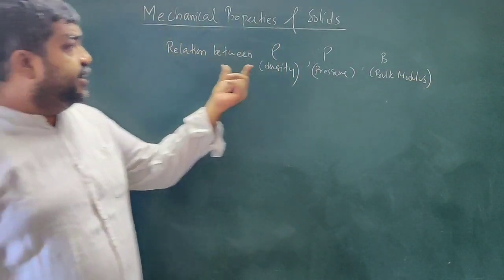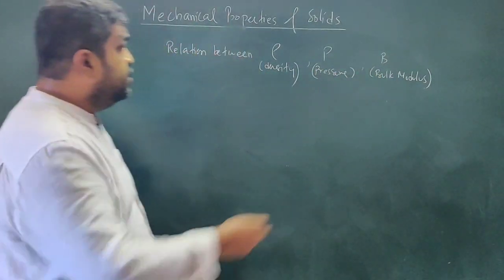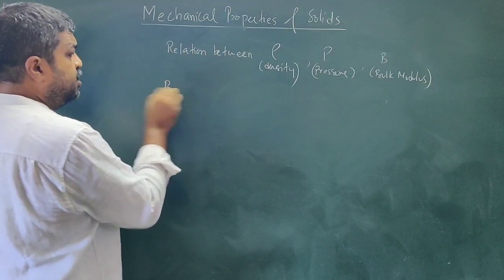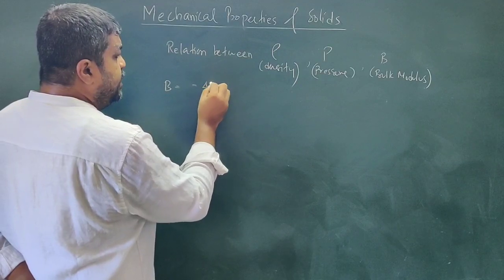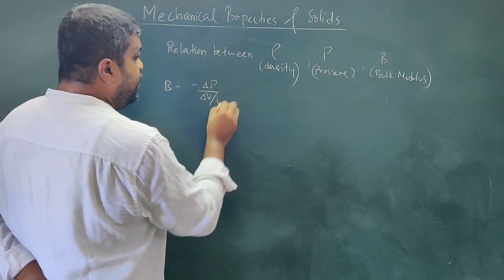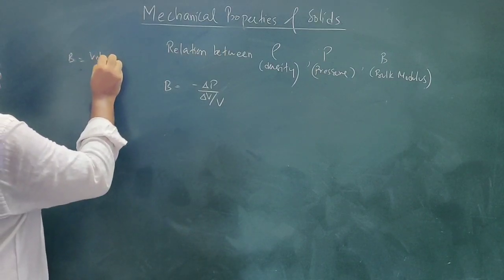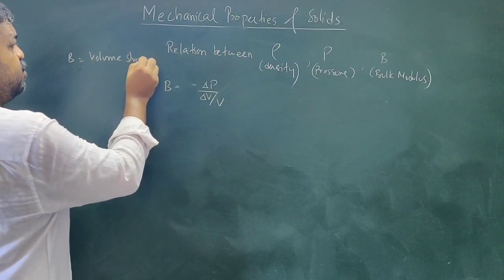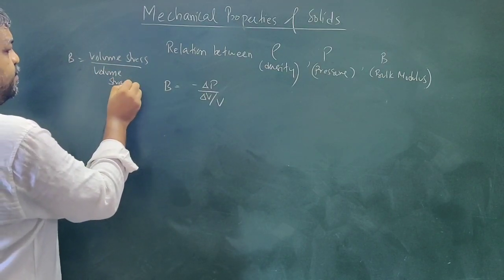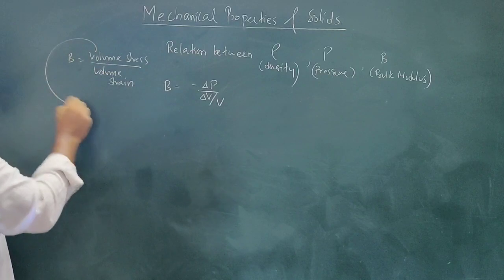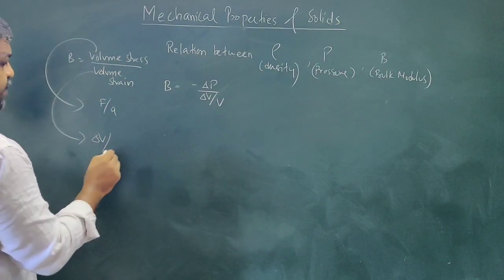Okay, the relation between density, pressure, and bulk modulus. Now, what is bulk modulus? Bulk modulus we represent by the equation B is equal to minus delta P by delta V by V. Bulk modulus is basically volume stress by volume strain, isn't it? Now this volume stress is force per unit area, and volume strain is delta V by V.